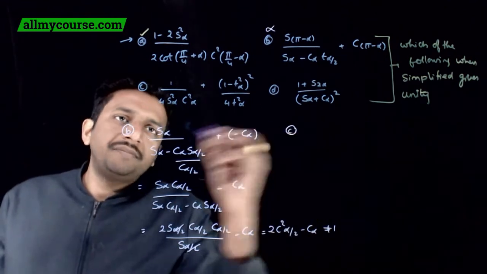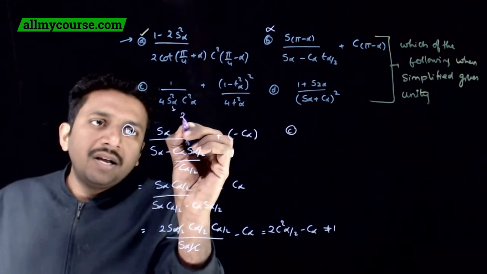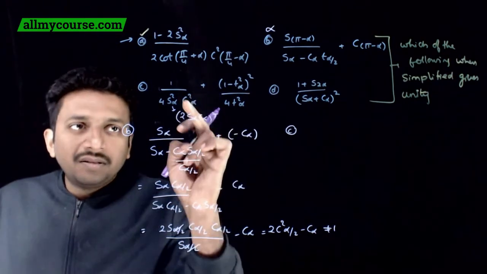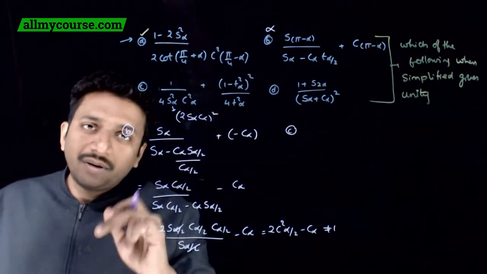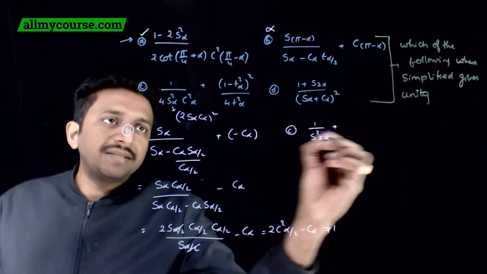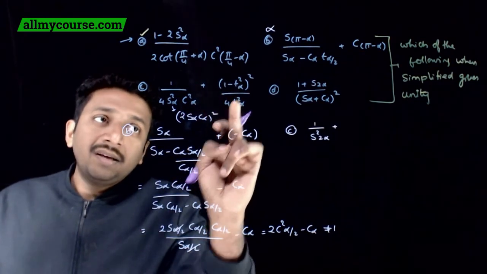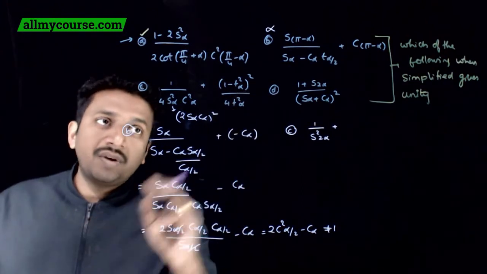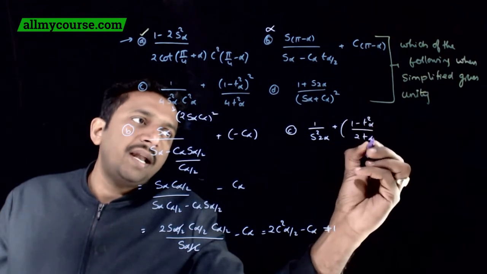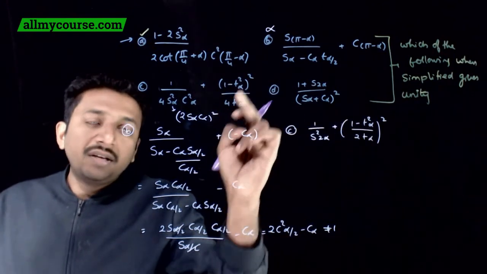Next, if you go to option C. So 1 minus 4 sin square alpha cos square alpha. This is nothing but 2 sin alpha cos alpha whole square, right? 2 sin alpha cos alpha whole square or sin 2 alpha whole square. So 1 by sin square of 2 alpha plus 1 minus tan square alpha by whole square by 4 tan alpha whole square. This can be written as 1 minus tan square alpha by 2 tan alpha whole square.